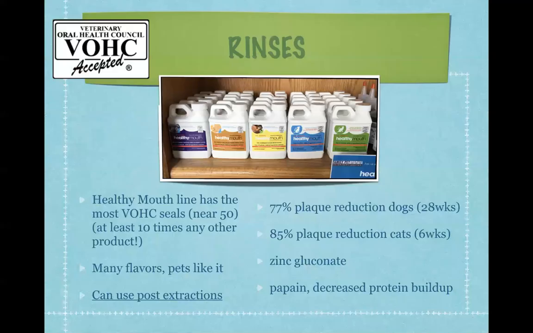So back to after chews, we have rinses. And there's a lot of different rinses out there. We're looking for something that has a VOHC seal. And the only one that I'm aware of is the Healthy Mouth line. They have a whole bunch of different types of rinses and other types of toothpaste and things like that. Their Healthy Mouth rinse had about a 77% plaque reduction, and it has a zinc benefit in it.